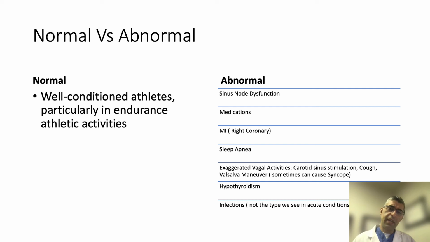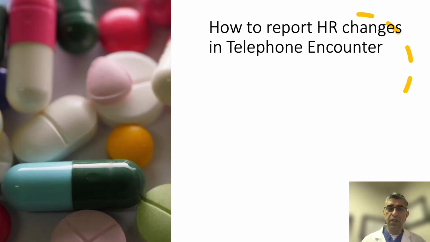A lot of people can have hypothyroidism, especially when the TSH is high, thyroid is not functioning very well, heart rate goes down. And infection. Infection is not the one that you see in a skilled nursing home, because it's like Lyme disease, parasite infection, malaria, Rocky Mountain spotted fever. It's not the case for us, but technically these are the normal.